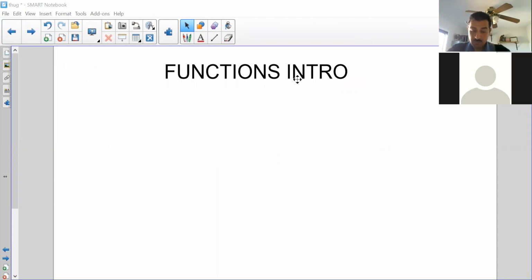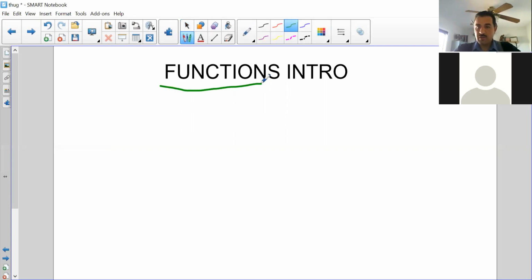Take good notes because remember, on Friday's quiz, some of this vocabulary will be on the quiz, and if you have your notes, it's always open note, my quizzes. Okay? Functions Intro. Now, before I get into what a function is, you've probably seen that before in your math career prior to Mr. Munguia. Before I even get into that, let me kind of talk about something else here.